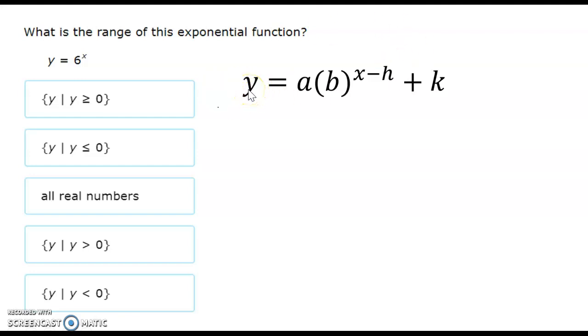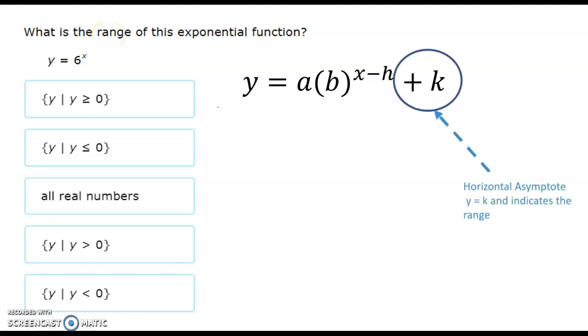So what I did was I put up the transformation of the exponential function, and in order to find the range, we're going to find out what our k value is. The k value represents the horizontal asymptote and indicates the range. That is what we're looking for, the range. Therefore, we're looking to find out what the k value is in this function y equals 6 to the x power. There's no number in the back behind 6 to the x power. Therefore, I know that the k value should be 0.